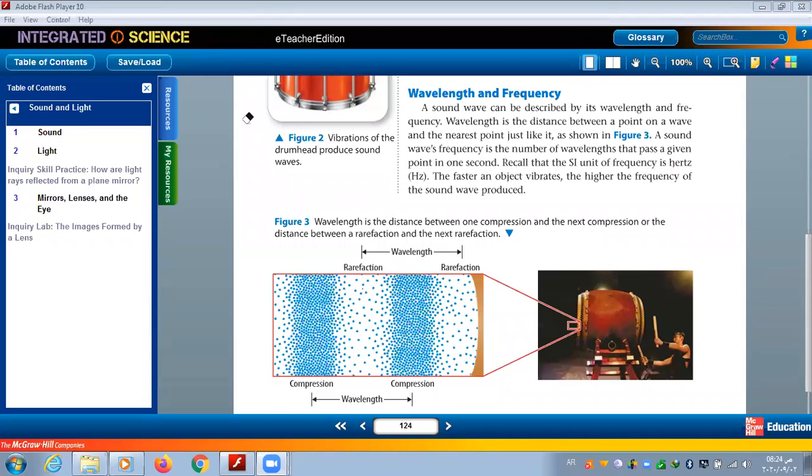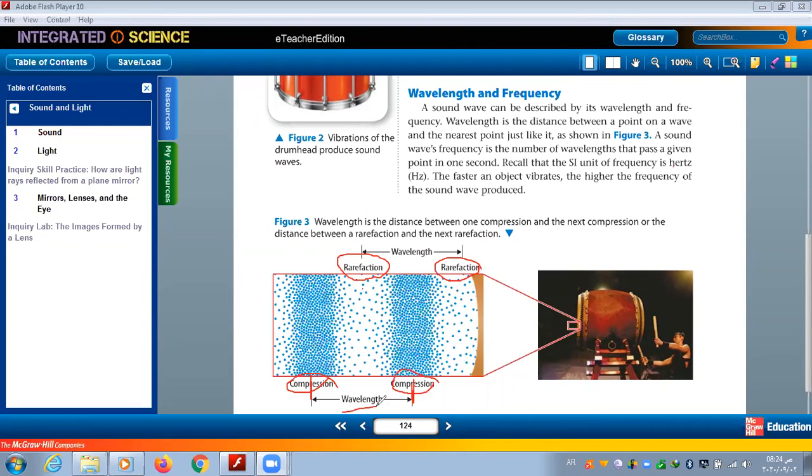Wavelength is the distance between a point on a wave and the nearest point just like it. Yes, for example here, where the points are like each other, like rarefaction and rarefaction, right? The distance between rarefaction and rarefaction, what we call wavelength. Excellent. And the same, we have here compression and we have here compression. The distance between the middle of a compression to the middle of the next compression, also we call it what? Wavelength.